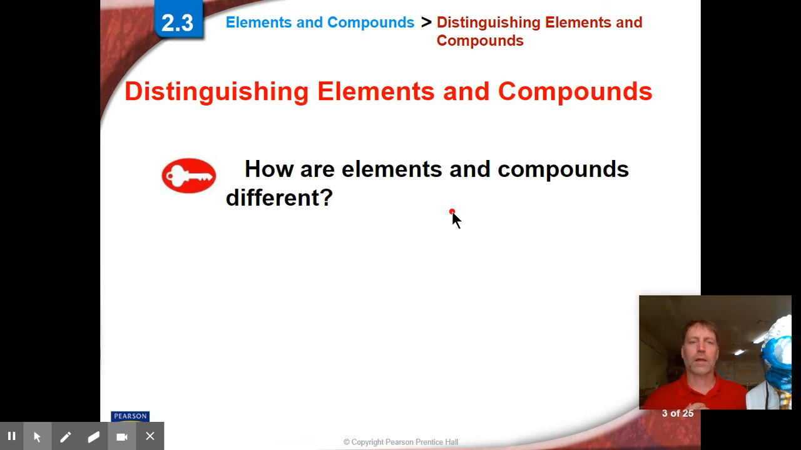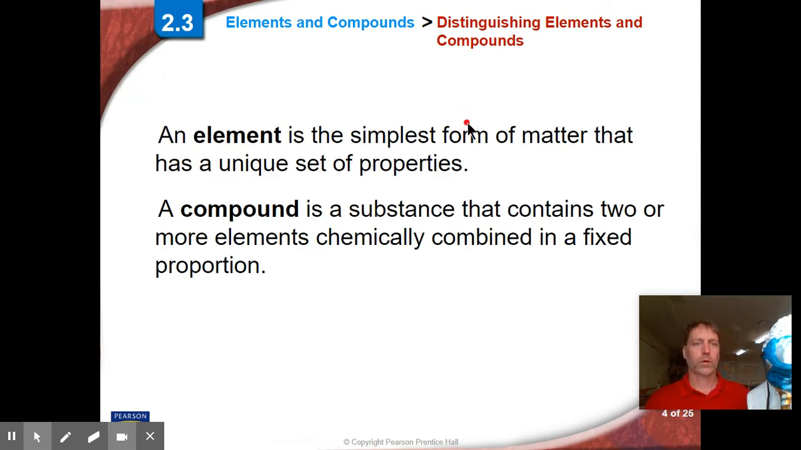So what we're going to talk about today is how elements are different from compounds and how compounds are different from elements. Are they a part of one another? Are they completely separate? How do you determine what they are and tell them apart? So that's what we're going to talk about today.